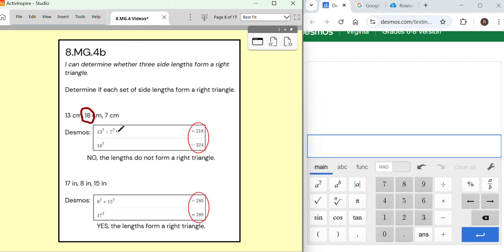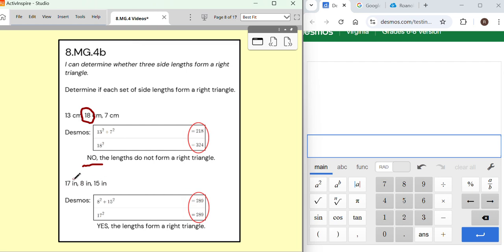works. So here we put in 13 squared plus 7 squared, and then on the next line we put in 18 squared. If you'll notice, these two things are not equal, so they are not a right triangle.